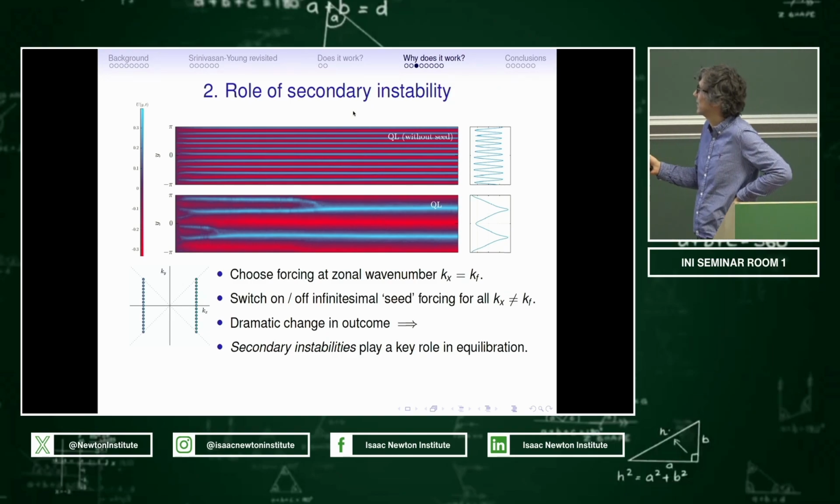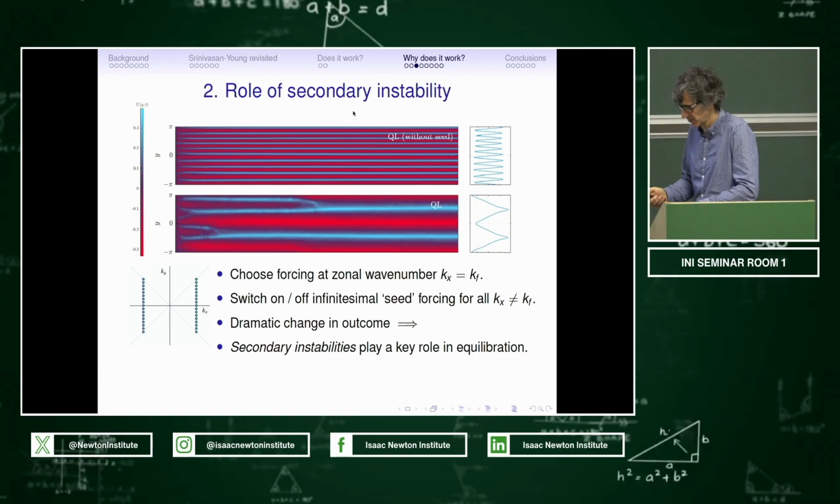Whereas, if in the quasi-linear calculation we introduce a very tiny infinitesimal seed forcing, so we excite other wave numbers, it's clear that other waves grow and reach a finite amplitude, contribute to the momentum flux, and give us jets that look plausible. And so this was our first realization, or hard evidence, that the secondary instabilities are crucial to the equilibrium in these problems.